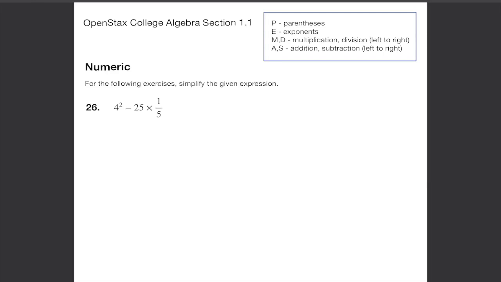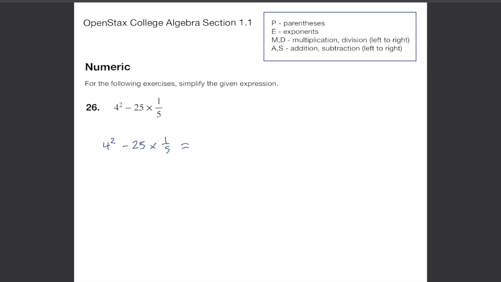All right, so let's write down our problem first. So what we have is 4 squared minus 25 times 1/5. Okay, so we have an exponent, a subtraction, and a multiplication. And we need to follow PEMDAS.